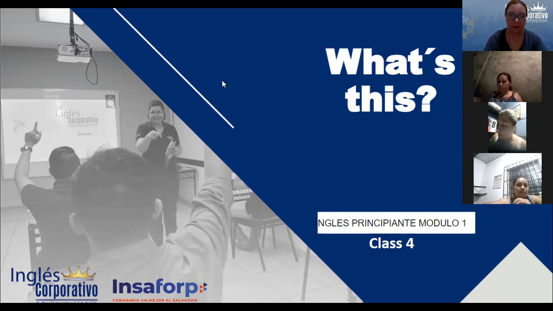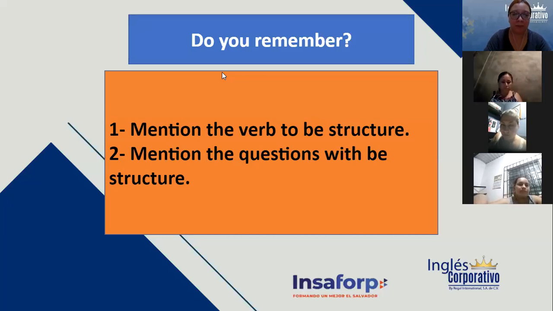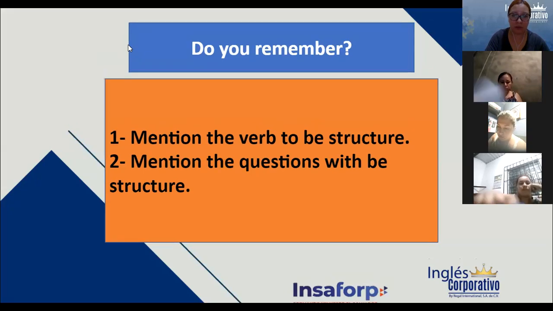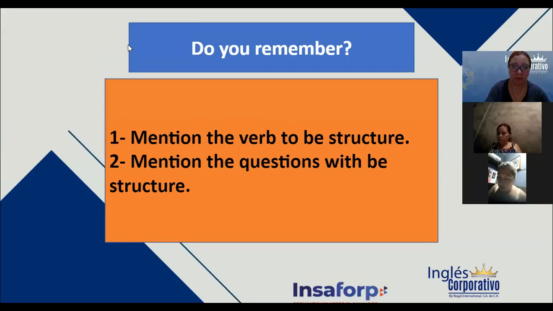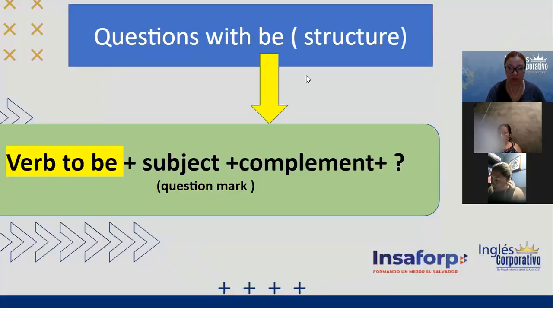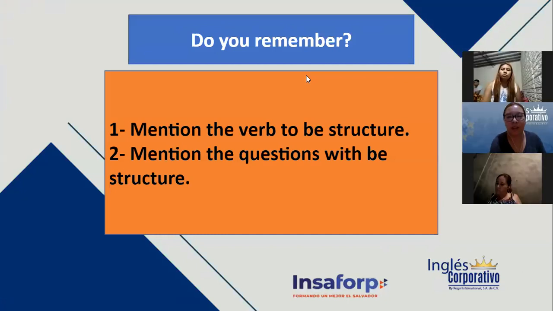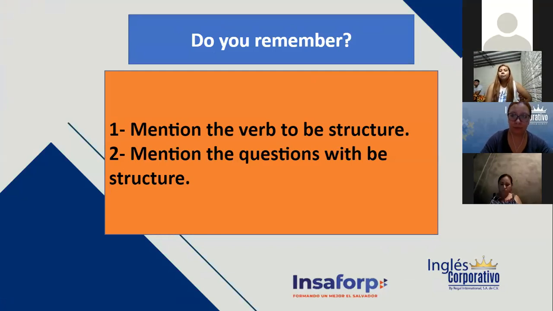Very good. So, mention the verb to be structure. Mencionemos la estructura del verbo to be, específicamente a la de oraciones afirmativas. ¿Cuál era la estructura del verbo to be con oraciones afirmativas? Veamos Yesenia Campos. Sería el subject, verbo to be y el complement. Ok, give me an example, please. Dame un ejemplo, Yesenia. I am happy.